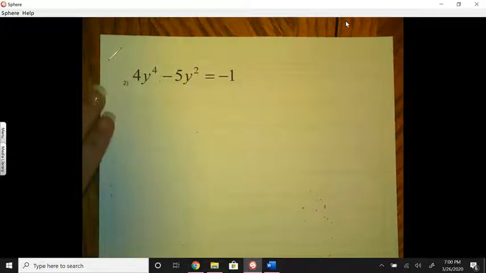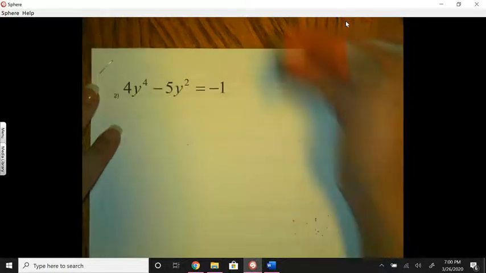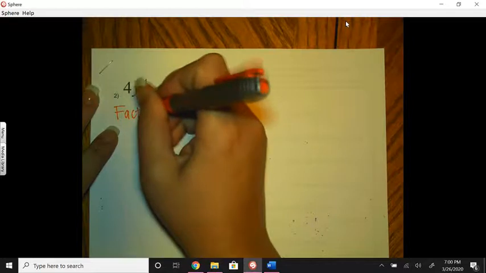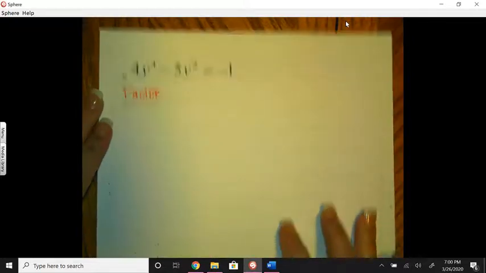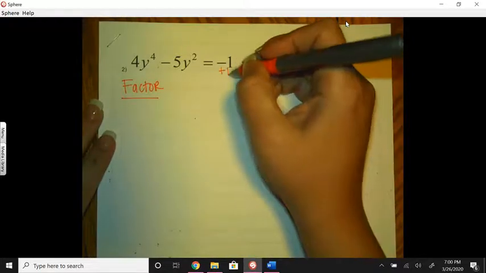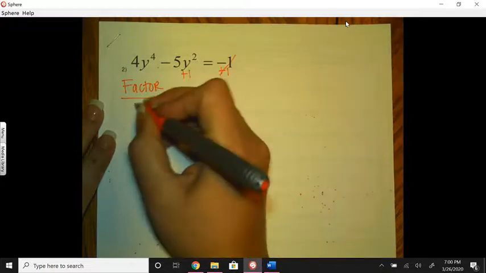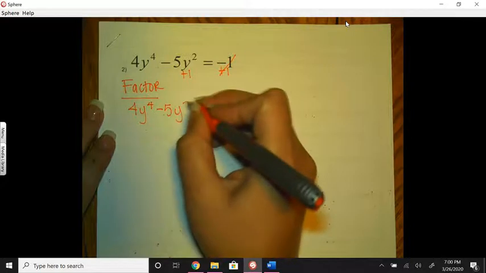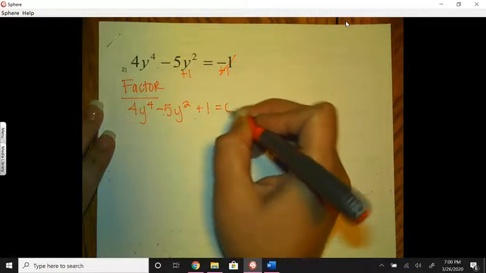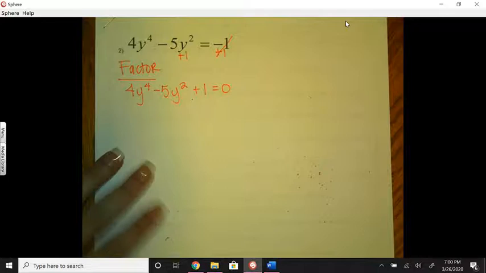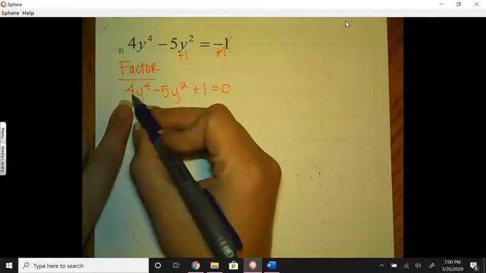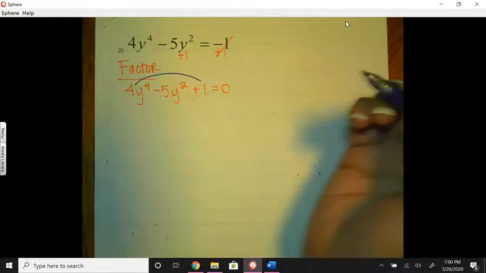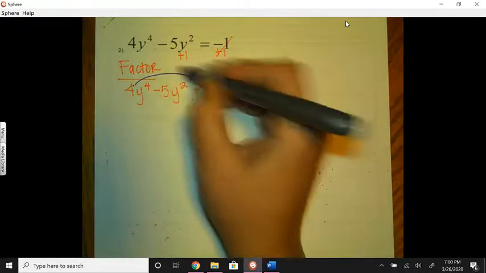So first of all, let's go ahead and try to use factoring. To factor, it has to equal 0, so we're going to add 1 to both sides. So we'd have 4y to the 4th minus 5y squared plus 1 equals 0. Then, to factor, we have to see if there's a GCF. There is not. So since it's a trinomial, we would multiply 4 times 1, which is 4.